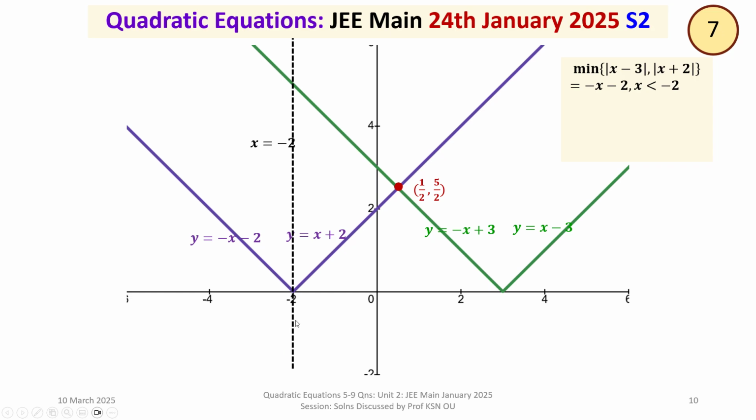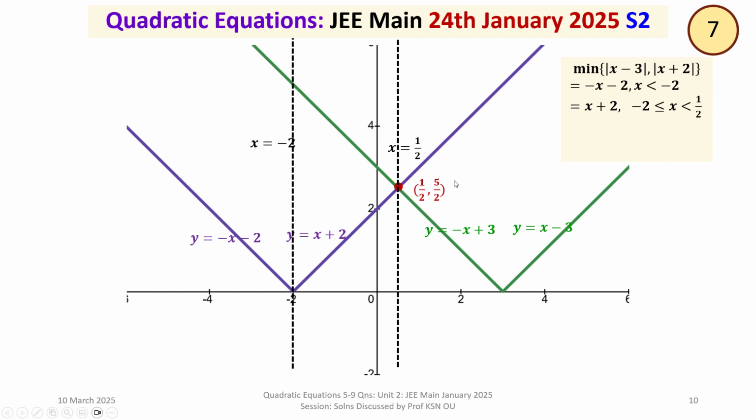The next subregion is this one. This is x is equal to 1 by 2. So, what is the region? Minus 2 less than x less than 1 by 2. In this, this is y is equal to x plus 2 and this is y is equal to minus x minus 3. What is the minimum? The minimum is y is equal to x plus 2, when minus 2 less than x less than 1 by 2.